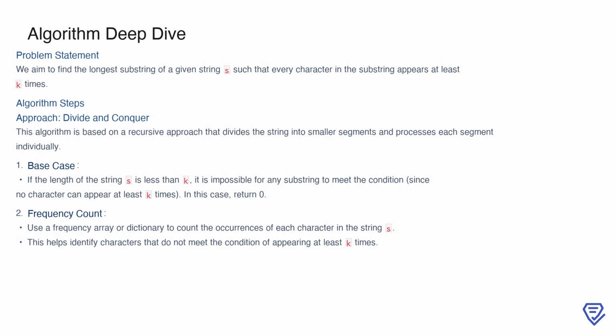Next, we calculate the frequency of each character in the string using a frequency array or dictionary. This allows us to quickly identify which characters fail to meet the condition of appearing at least k times, which is a crucial step for splitting the problem into manageable parts.